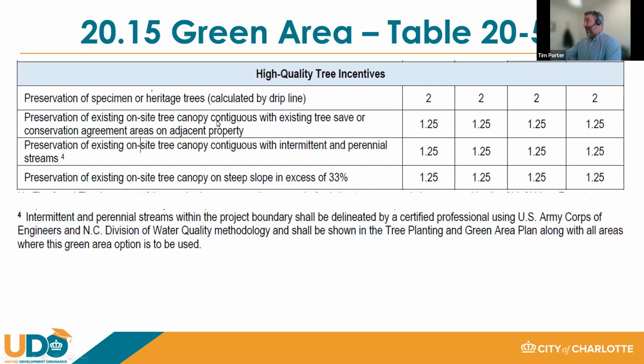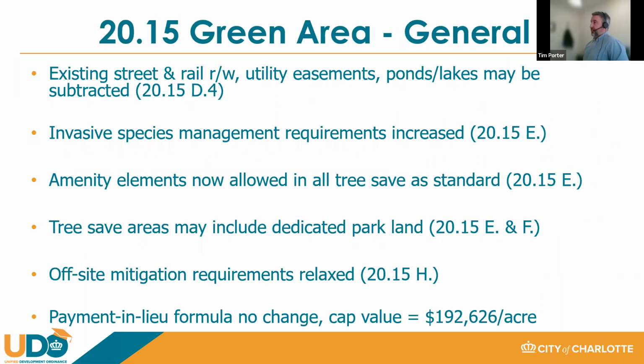If you preserve canopy adjacent to other sites, tree save, that's extra credit. If you preserve tree canopy contiguous with streams and on steep slopes, and there's the footnote pertaining to it that says it has to be a delineated stream, and you have to depict that in your plan submittal. So more green area. Heritage trees and green area are the real meaty sections, and the two really big new changes to the tree preservation requirements.